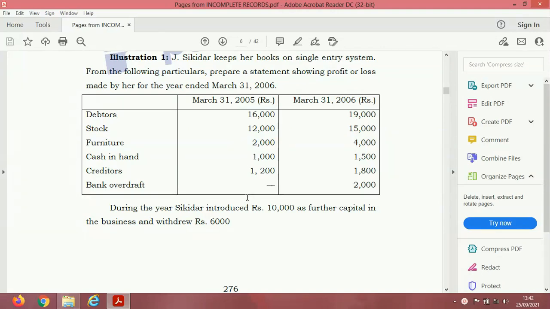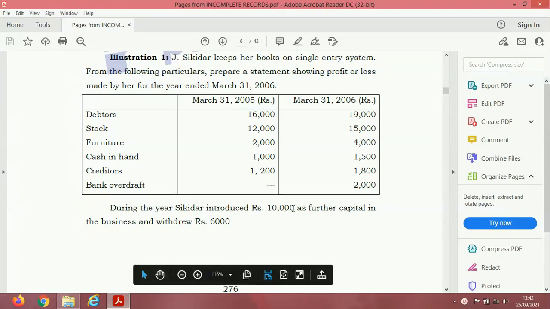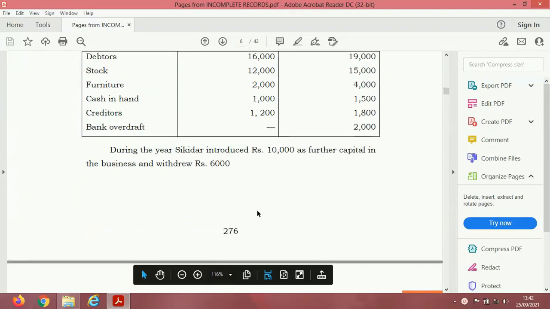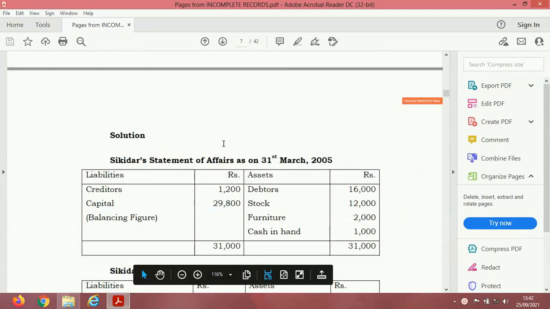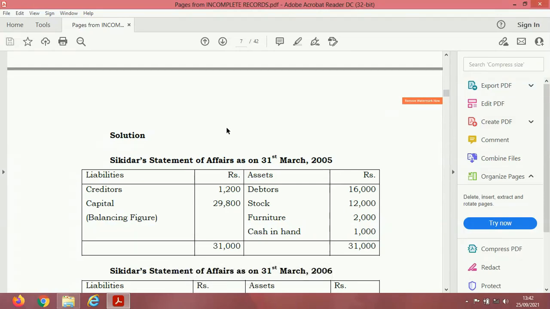So in the previous video, we were going to look at the example. During the year, Skida introduced, they're telling us she had this information. Still during the year, she introduced 10,000 as capital in the business and made a withdrawal of 6,000. So how do we prepare our statement of affairs?